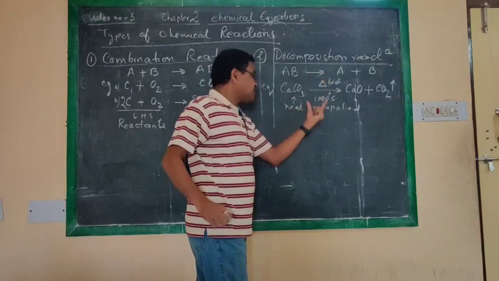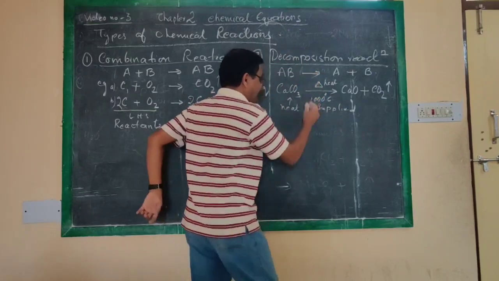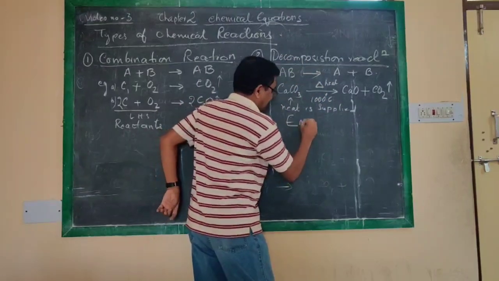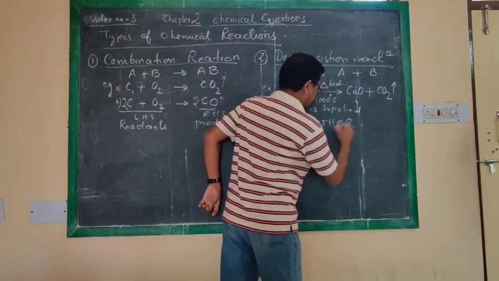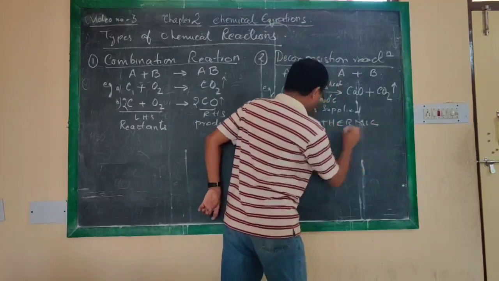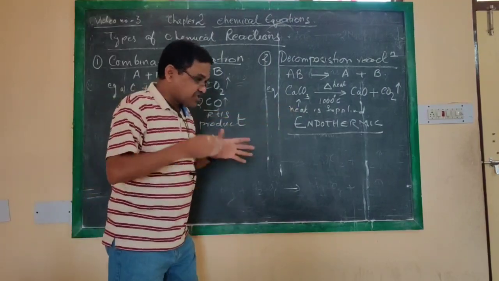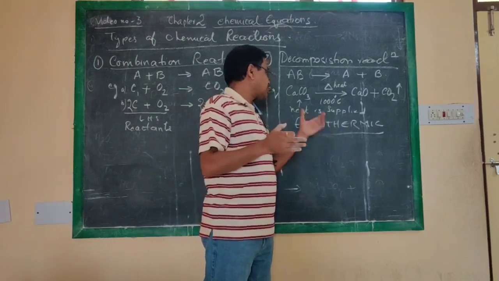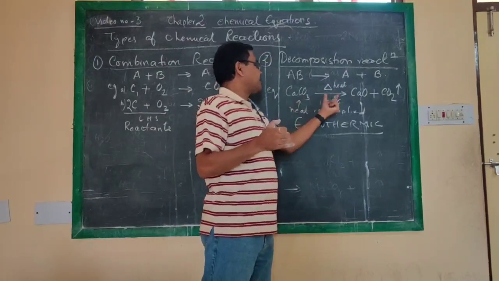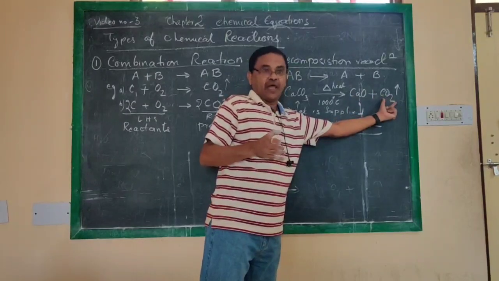This type of reaction, when heat is given to the reaction, we call an endothermic reaction. Whenever heat is supplied into the reaction, we call it an endothermic reaction. So this calcium carbonate is split down into calcium oxide and carbon dioxide.